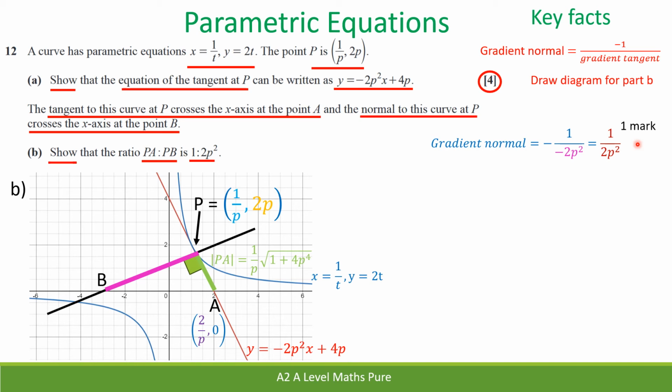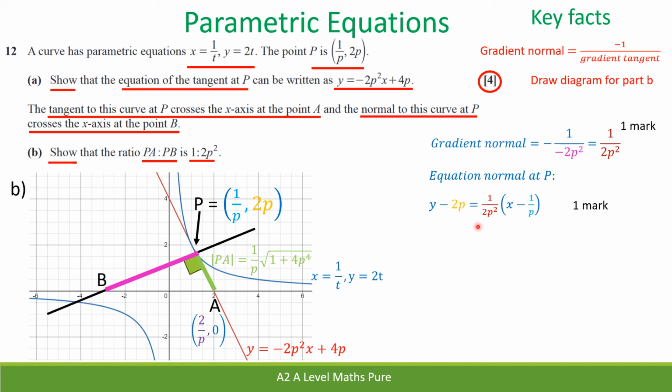From here, we now need to use the coordinate x1 and y1 again and use the equation of the normal, which is the same as the equation of a straight line or the equation of the tangent. So I'm going to use y minus y1, where y1 was 2p, is equal to m, which is my gradient of the normal, times by x minus x1, where x1 is 1 over p. And this will give you 1 mark.